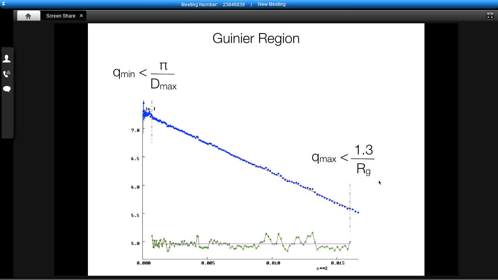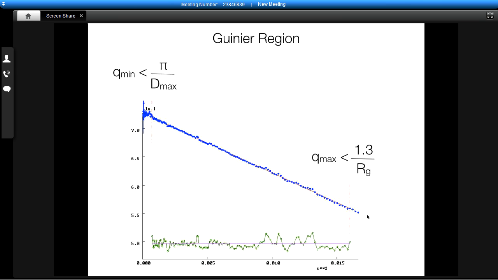Depending on the shape of your particle, if you have a very elongated particle, you're going to have a smaller region. So it's generally around 0.8 divided by Rg. And who you talk to varies on whether this is 1 or 1.3, but this is just a rule of thumb. Globular particles will tend to agree with the Guinier region to a much higher Q range than will very anisymmetric particles.